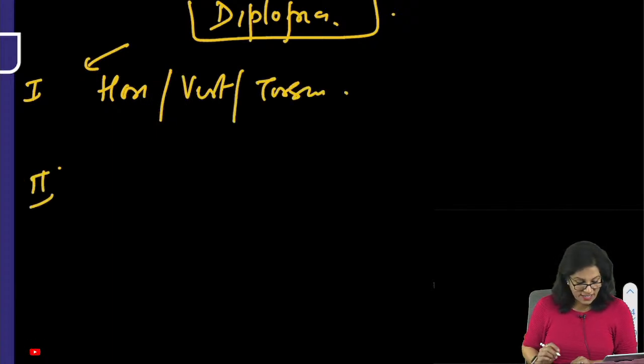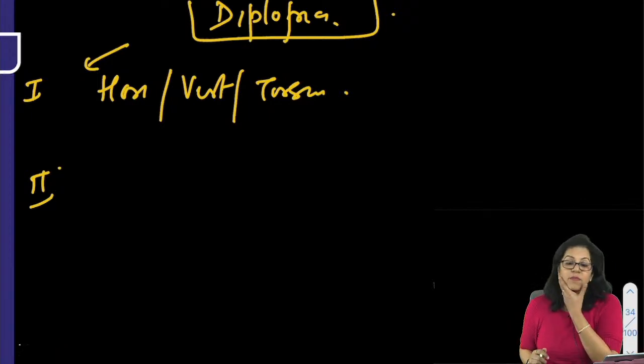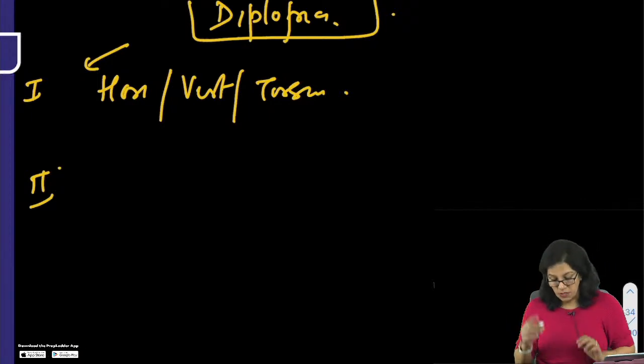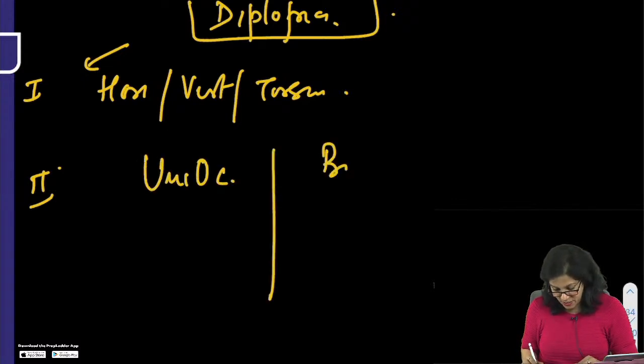Second way of... yes, very good. Shri answered correctly. So, the second way of knowing the type of diplopia is it can be uniocular or binocular. Okay? Either it is uniocular or binocular.